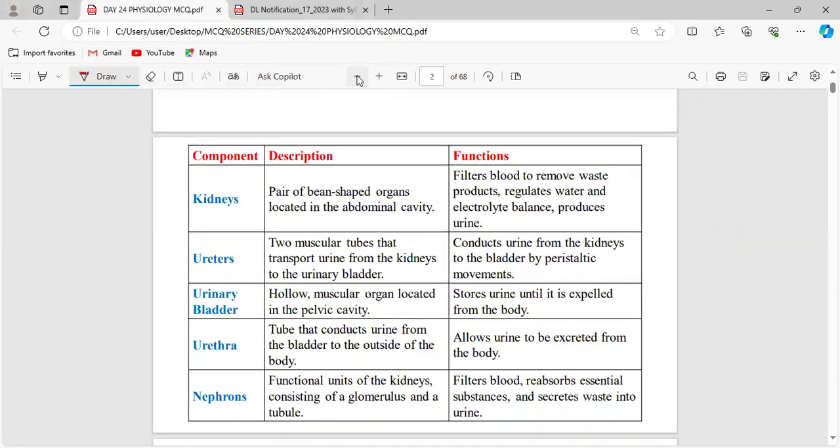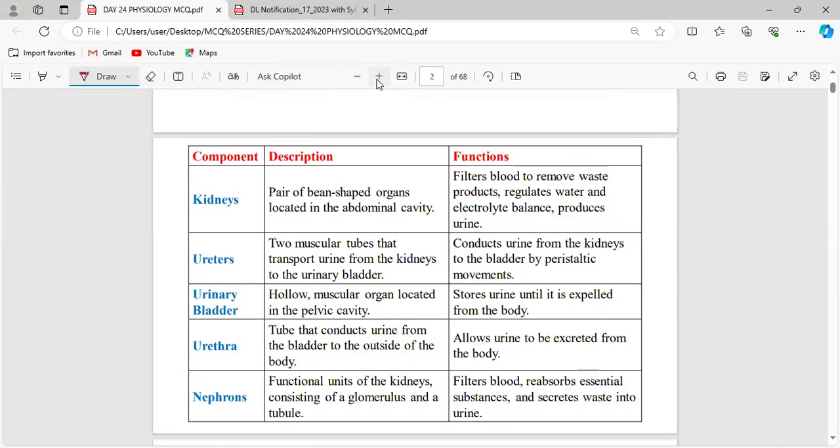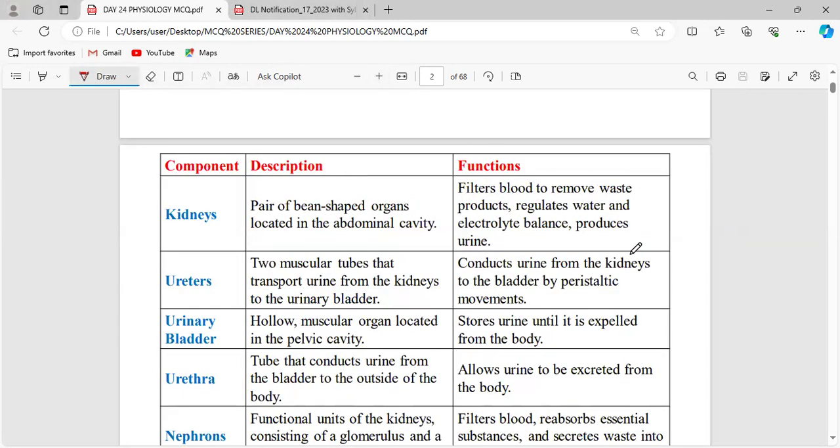Now, what is the kidney? We know the shape of the kidney. It is bean shaped, and what is the location of the kidney? It is present in the abdomen. And what is the function performed by this kidney? Why is it so important? It has to filter the blood.